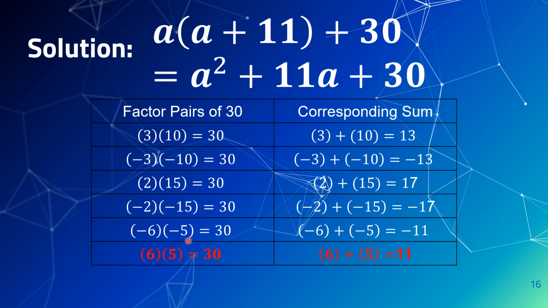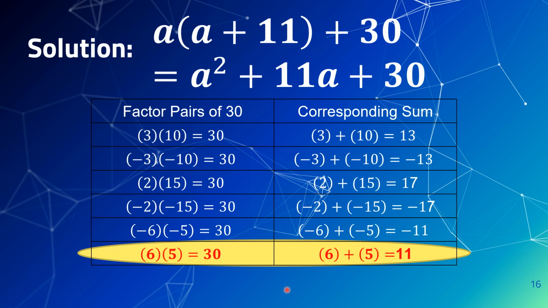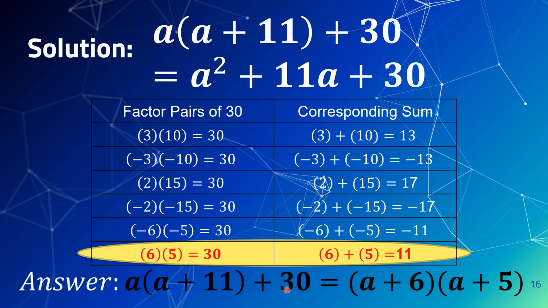Negative 6 times negative 5 is also 30, but if you add these two, you get a sum of negative 11, which is also different because the middle term has a positive sign. However, 6 times 5, which is 30, gives you a sum of 11. So this pair satisfies the given condition. So the factored form of a squared plus 11a plus 30 is the quantity a plus 6 times the quantity a plus 5.